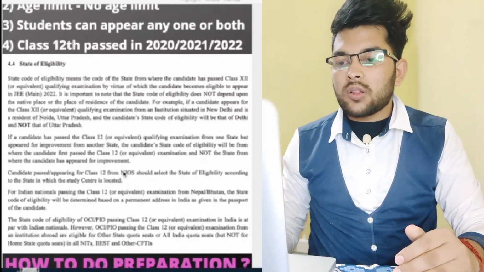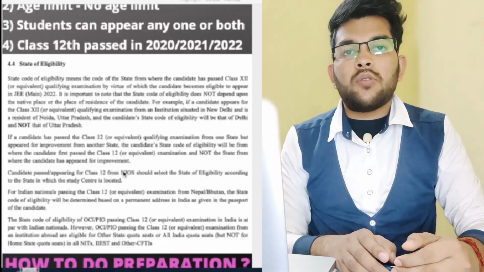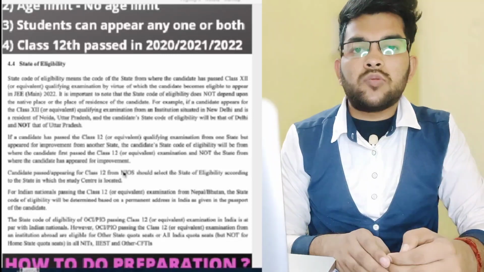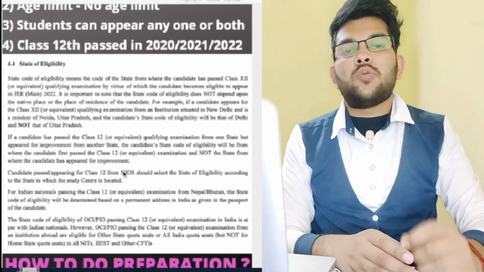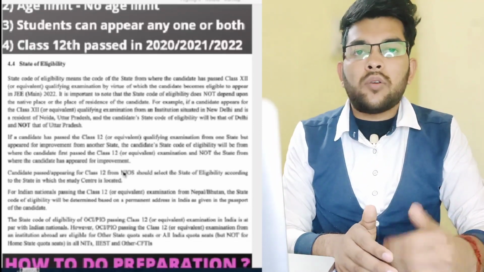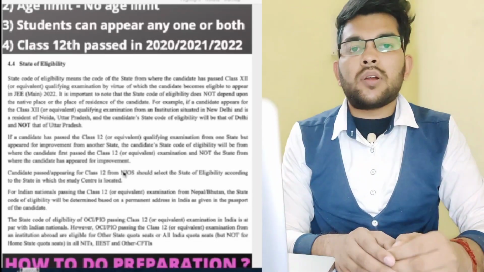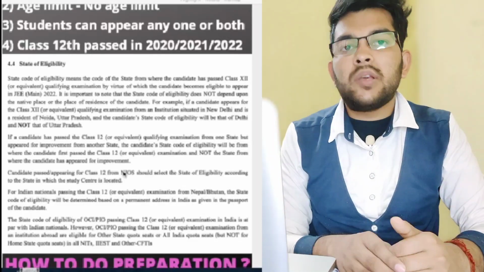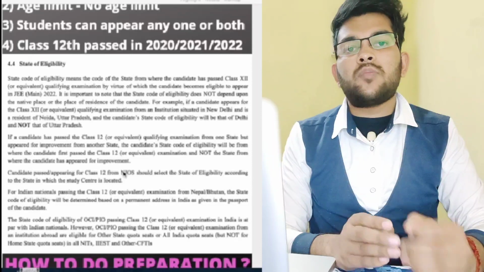Side-wise all the things have been written, that is, the state code of eligibility will be the state from where you pass the class 12 exam, not your native state. So if you ask me in simple words, if you are a student of state A and you are completing your class 12 from state B, then your state code of eligibility will be state B, and you will get the home state quota reservation from that state only.